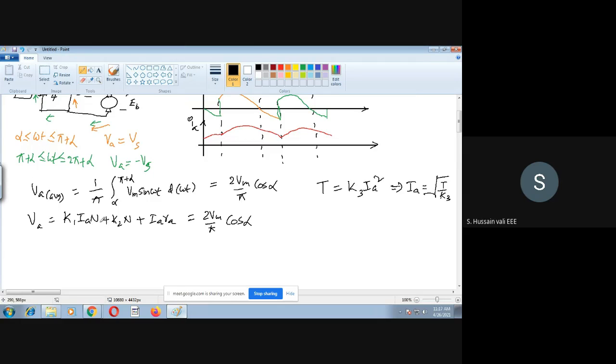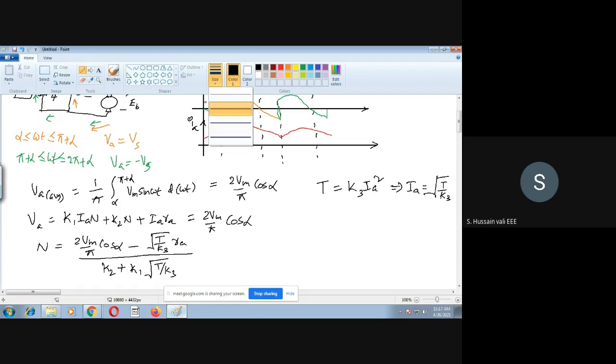So first of all, we will find out what N is from this. N is equal to the quantity 2 Vm by pi cos alpha minus IARA, where IA is square root of T by K3, so square root of T by K3 into RA, whole divided by K2 plus K1 IA. Once again, IA is equal to square root of T by K3. Okay, this is the relationship between speed and torque, so that we are going to draw as a graph.